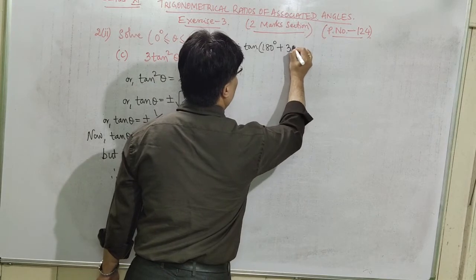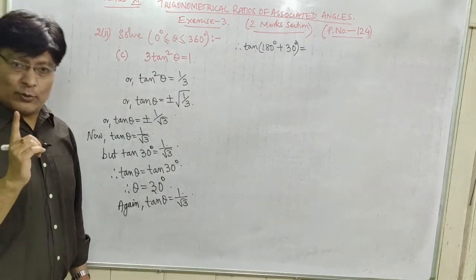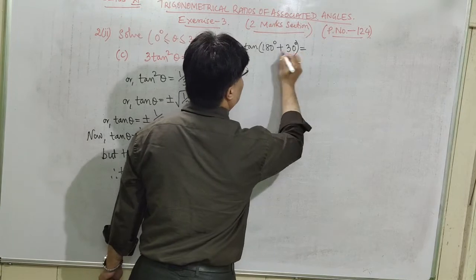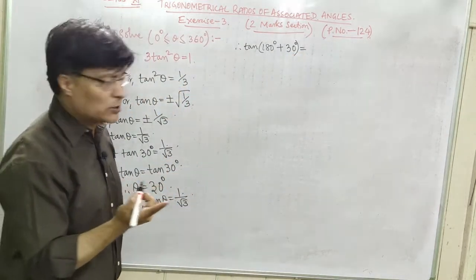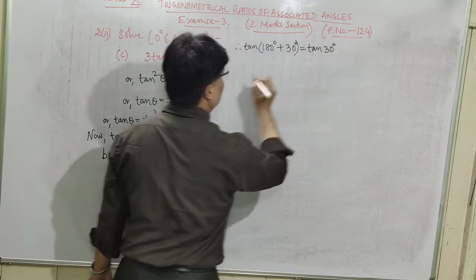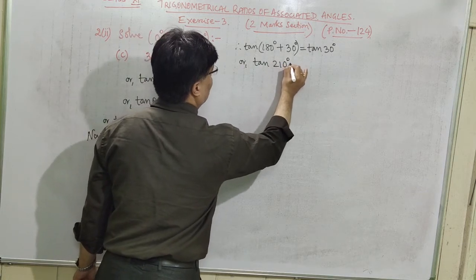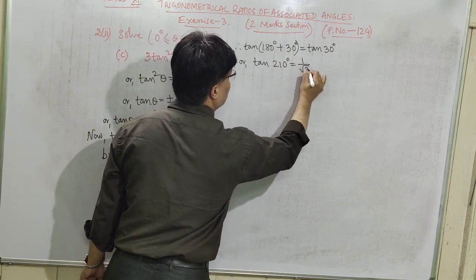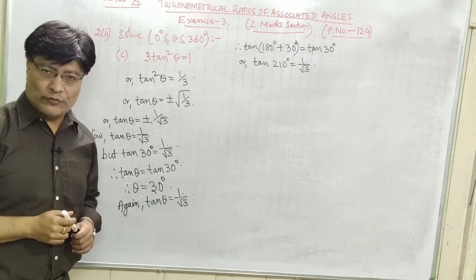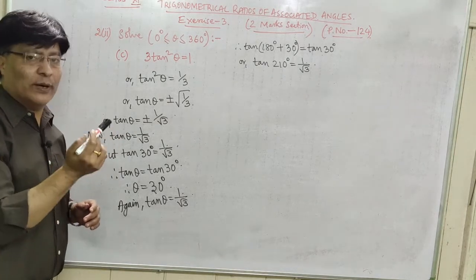So you can write here 30 degree is equal to, on the right hand side, write down the formula for tan 180 plus theta. Okay. So what is tan 180 plus theta? It lies in the third quadrant. So it is positive. So tan remains as it is. So it is tan theta, that is your tan 30 degree. So tan 210 is equal to tan 30 degree, which is 1 upon root 3. The value for tan 30 degree is 1 upon root 3. Okay. So tan 210 degree is also 1 by root 3.